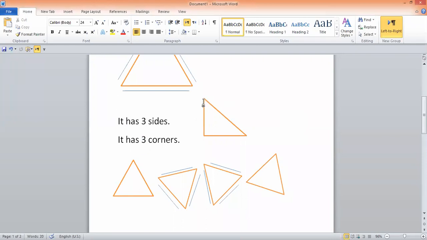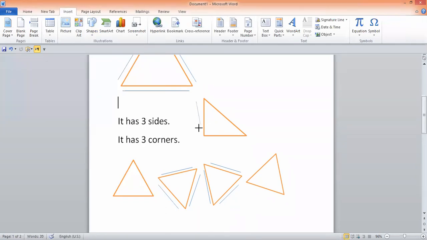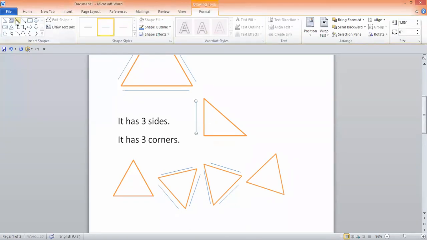So look here, this is side one. Then you have side two. And this is side three. Now you will check the corners. This vertical line joining with this slope line here, one corner. Second corner, this one. And third corner, this one. So this is also a triangle.